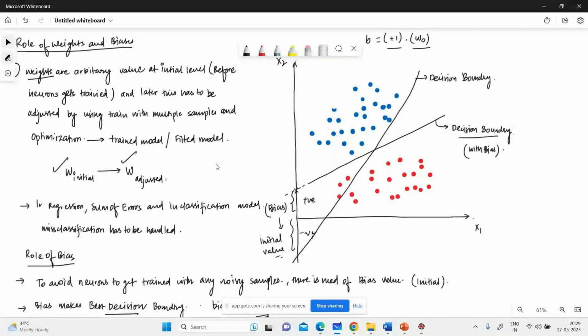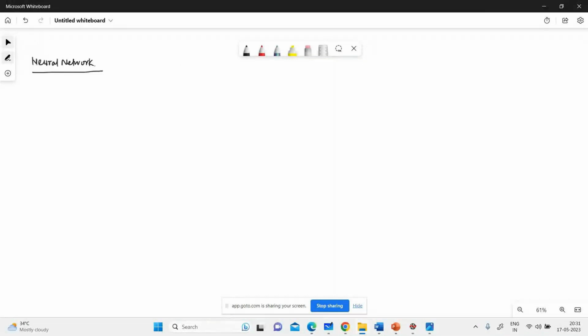In regression, your sum of error needs to be adjusted so that your W initial can be transformed to W adjusted. And in a classification model, misclassification has to be handled. And by what are these handled? By optimizers. So let's try to understand how we can perform neural network classification. For that, we need to understand what we mean by classification first. We had already discussed it.